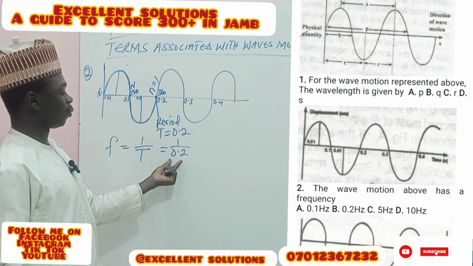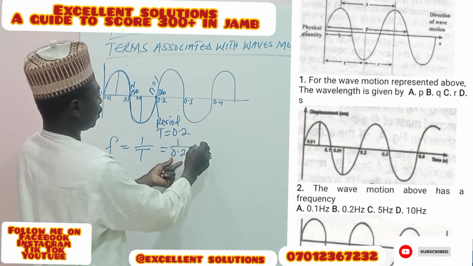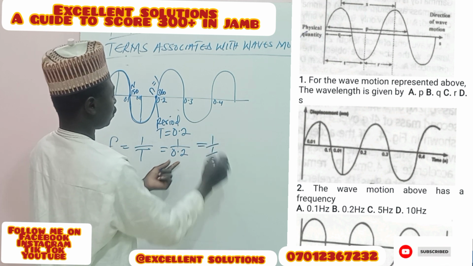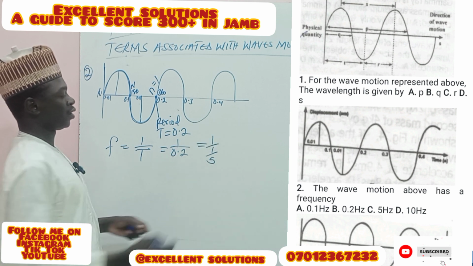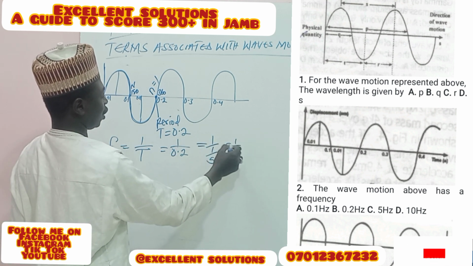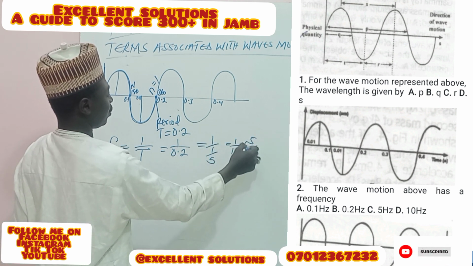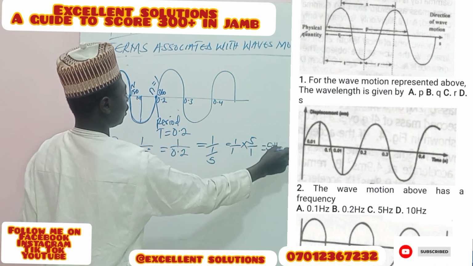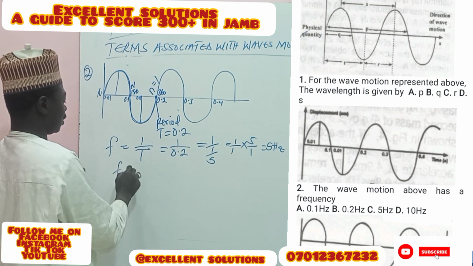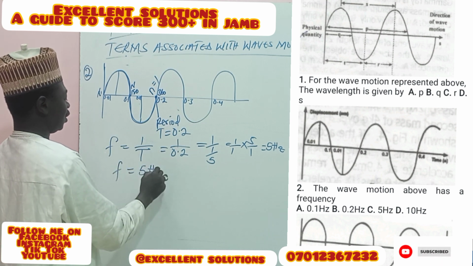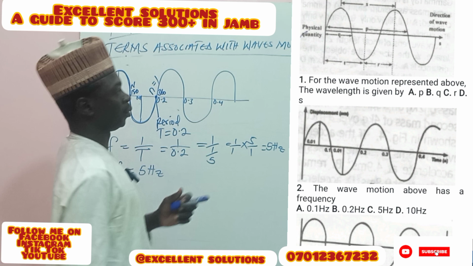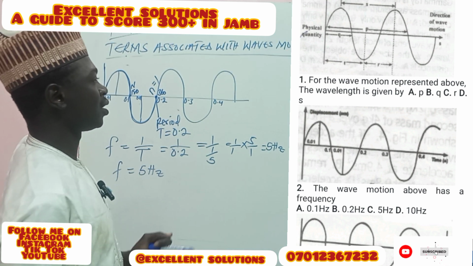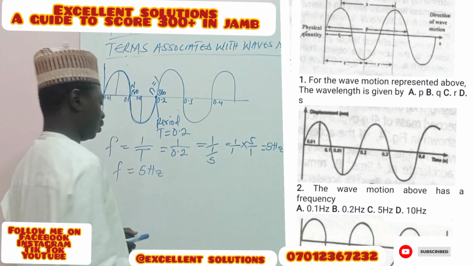So we look at this, 0.2 is the same as 1 upon 5. So here, if we take the reciprocal, we are going to have 1 upon 1 times 5 upon 1, and this gives us 5 Hz. So our frequency is now equal to 5 Hz. If we look at our options, option C has 5 Hz, and the answer is option C.